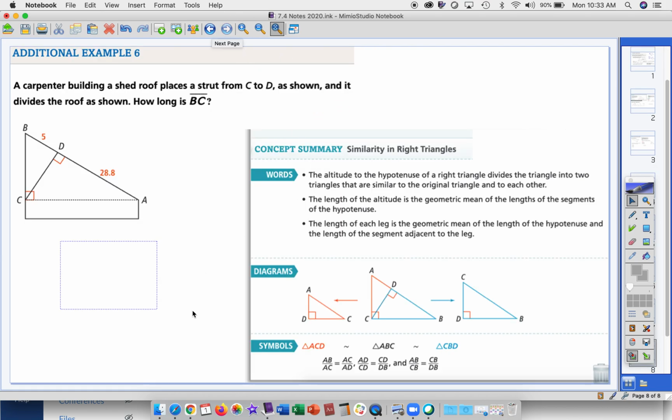Additional example 6, go ahead and give this a try. Come back when you're done and we'll compare solutions. Okay, let's see. So the length of BC. Here's the proportion. CD is the geometric mean of 5 and 28.8. So we end up with CD equaling 12. And then we can use that along with the Pythagorean theorem. And maybe you even recognize this triangle. We call it the 5, 12, 13. It's one of our Pythagorean triples. So BC's length is 13.